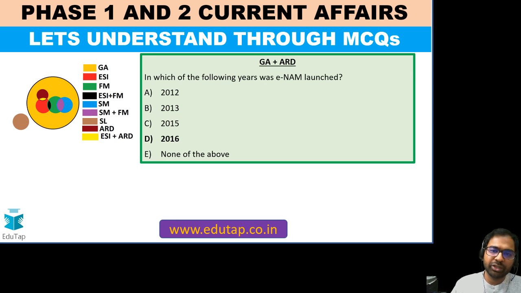Let's move on to a question of GA plus ARD, that is agriculture and rural development. In which of the following years was ENAM launched? ENAM, National Agriculture Market. The correct answer is 2016. Can it be asked in ARD? Yes. It is a topic under agriculture and rural development. You have to understand the various schemes related to agriculture. Can it be asked in GA? Yes, it can be asked in GA. Why? Because whatever current affairs you read for ARD, they can be asked in GA.